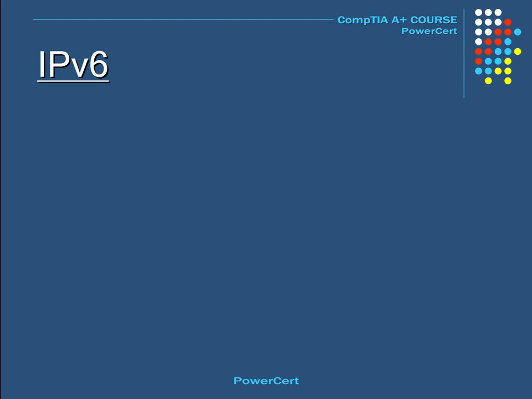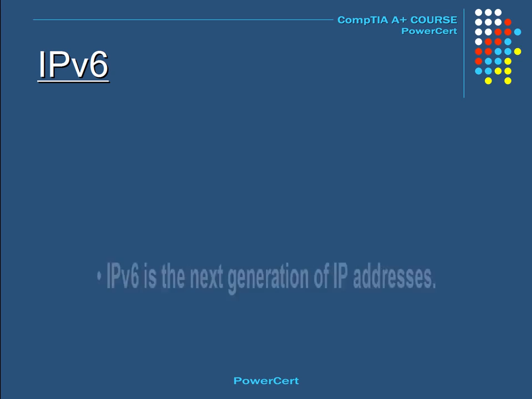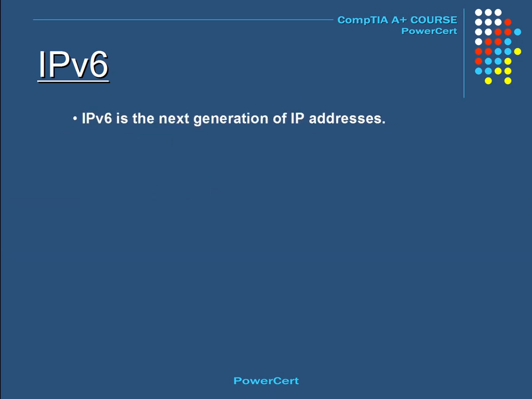When the Internet was first developed, programmers didn't realize how big it would become. They thought that IP version 4, which produced over 4 billion addresses, would be enough. But they were wrong. IP version 6 is the next generation of IP addresses.